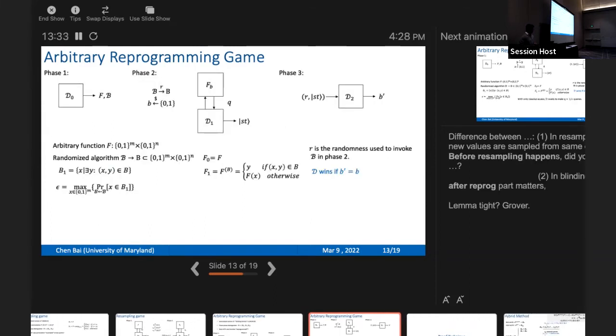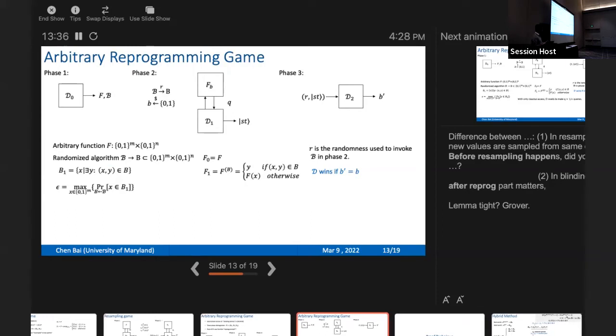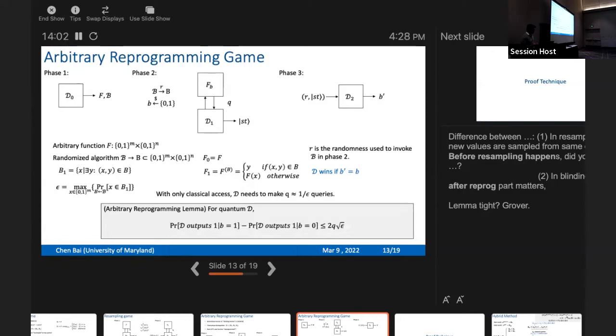And intuitively speaking, the only way the distinguisher could tell whether the function was reprogrammed or not is by querying with significant amplitude on some points in set B. So that happens in phase 2, right? And since the probability of each point in B is at most epsilon, it needs to make 1 over epsilon queries. And our arbitrary reprogramming lemma shows for any quantum distinguisher D, there's at most a quadratic speed up.